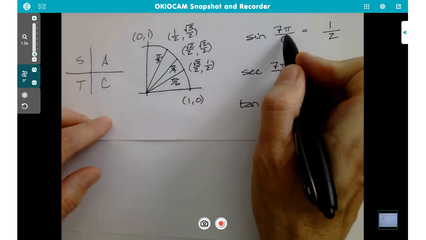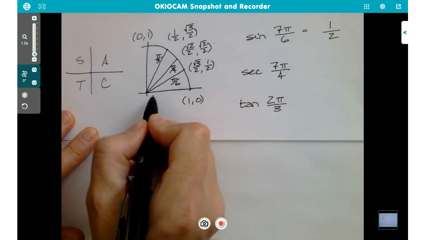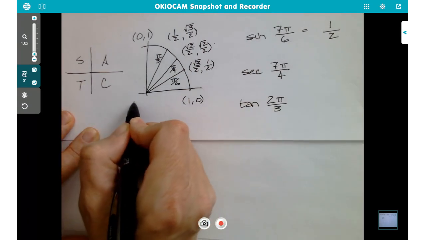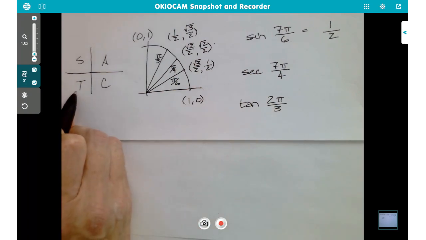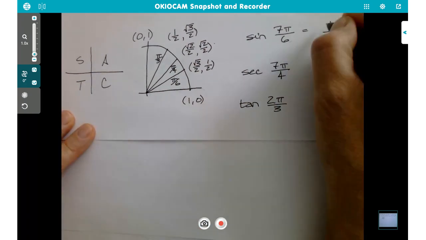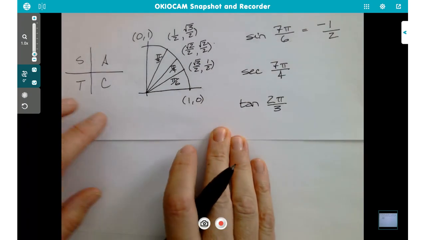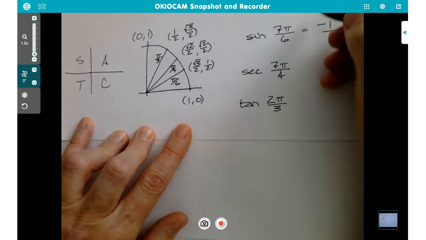7 pi over 6, 7/6 is more than 1. So 7 pi over 6, I'm into quadrant 3. In quadrant 3, tangents and cotangents are positive. Everybody else is negative, including the sine. So there's the sine of 7 pi over 6.